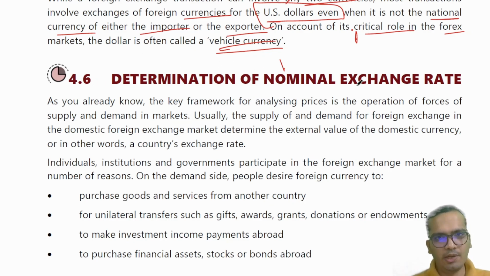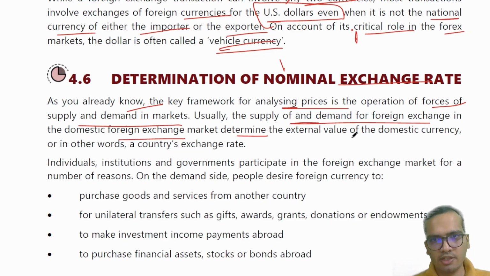Then we have the determination of nominal exchange rates. As you already know, the key framework for analyzing prices is the operation of the forces of supply and demand in the market. Usually, the supply of and demand for foreign exchange in the domestic foreign exchange market determines the external value of the domestic currency, or in other words, a country's exchange rate.